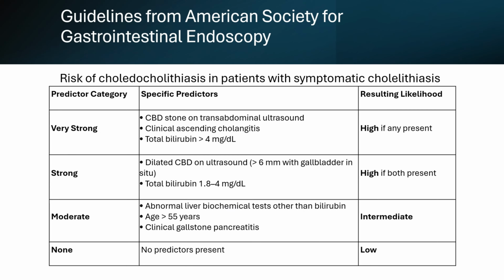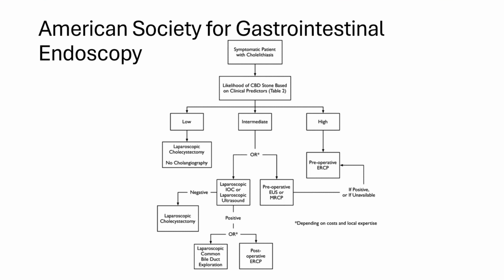This table is from the American Society of Gastrointestinal Endoscopy, and it helps us evaluate the risk of choledocholithiasis when patients have symptomatic cholelithiasis. So we know they have stones in their gallbladder. What is their risk of having choledocholithiasis? I'm not going to go through every point found on this table, but essentially you just look at the different criteria, and if they fall within high or intermediate and low, you can then use this flow chart to help your decision making for the management of this patient.